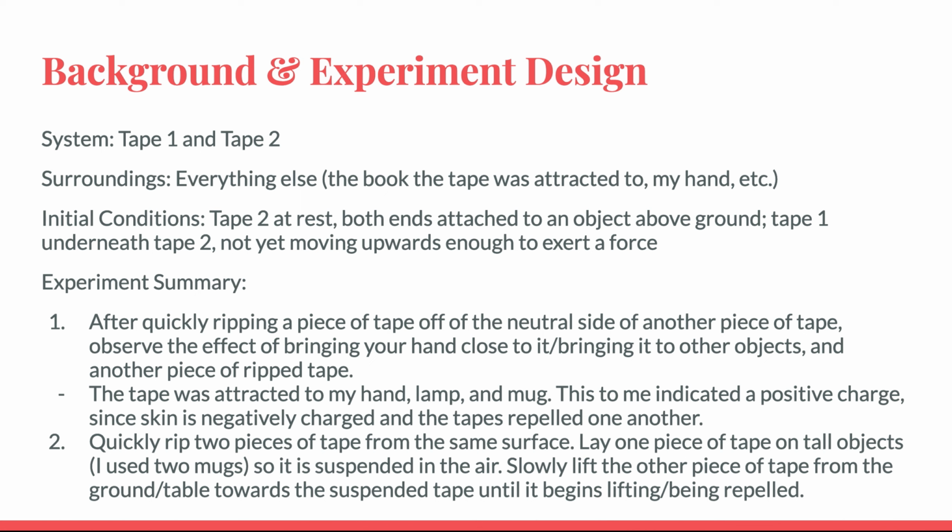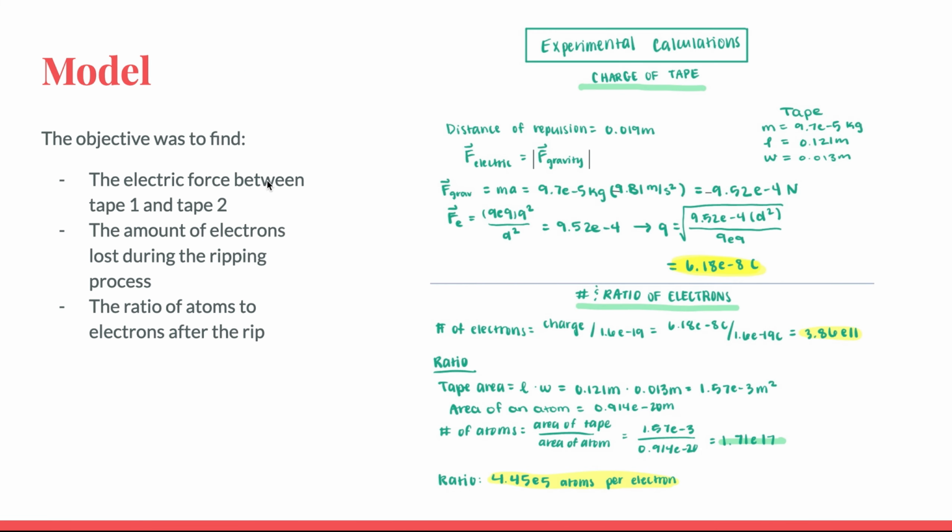Part 2 is what's explained here, where these are the initial conditions, and then you slowly lift that bottom tape, tape 1, up on the y-axis until it starts exerting a repulsive force on tape 2, which is again suspended in the air. Some of the calculations I did were to find the electric force of the two pieces of tape. Like I said, we can use the same charge here because they were both positively charged, assuming that it's the same charge. Then we wanted to calculate the amount of electrons lost during the ripping process, and then the ratio of atoms to electrons after the rip.